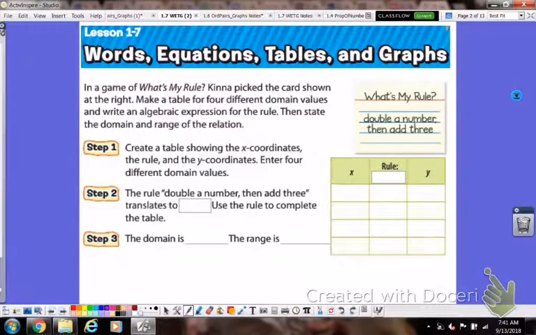Alright guys, here we go with Chapter 1, Lesson 7. This is the last lesson of Chapter 1. Words, equations, tables, and graphs. So this lesson is basically going to take everything that you've learned in this chapter and put it all together.